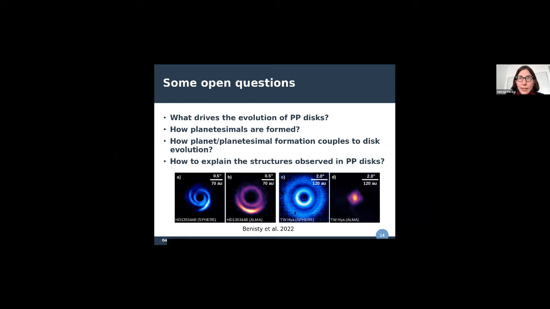And the last one, which I didn't discuss, is how to explain the structures that are now detected in protoplanetary disks, as the one you can see below. You can see that now we detect spirals, crescent shapes, and a lot of ring shapes, and these structures are seen in micron-sized dust and millimeter dust. So this means that there is transport of these solids in this disk, and we need to understand the process that can explain this transport. Okay, thank you. I'll stop here.